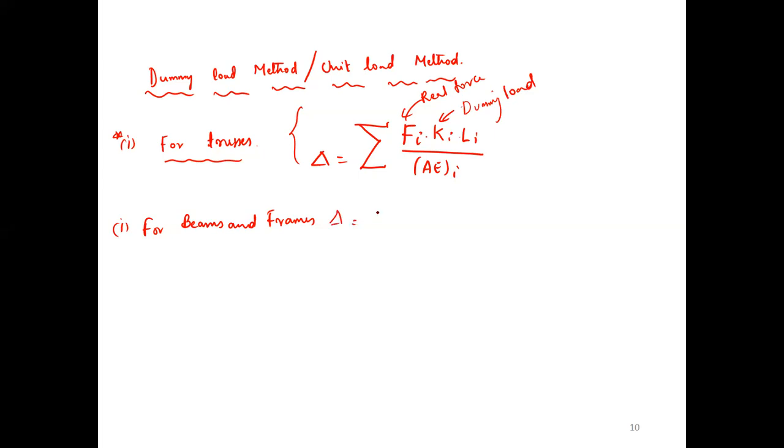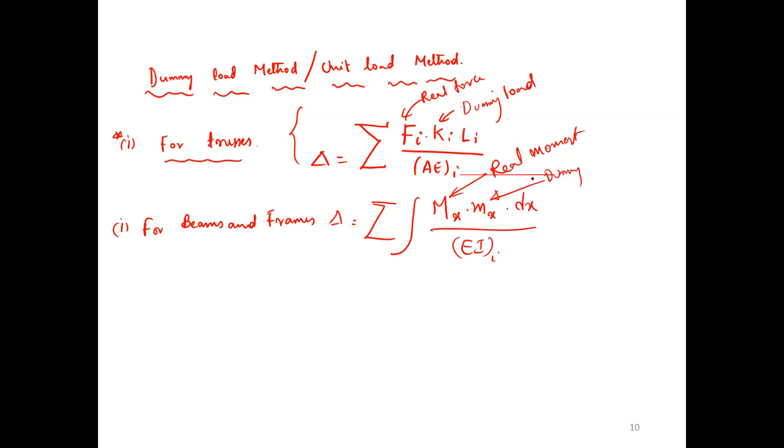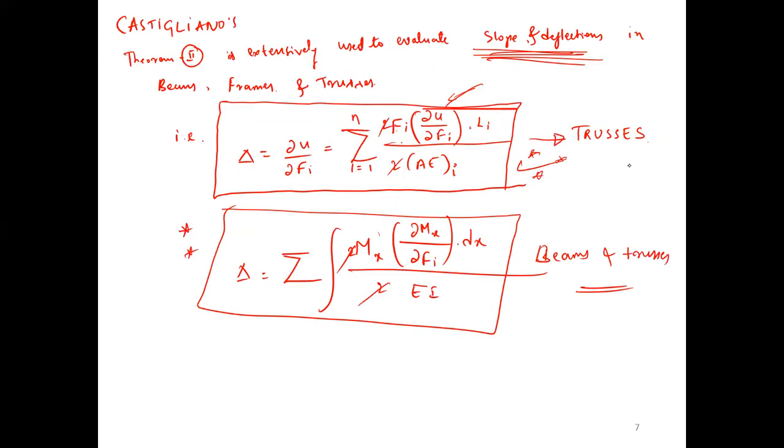Here, delta equals summation of the integral of Mx into small mx into dx divided by EI. Right? Where this is the real moment and this is the dummy or unit moment. See, compare the two equations. dou Mx by dou Fi, if I replace it by small mi, it will become the unit load method. Remaining things are as usual.